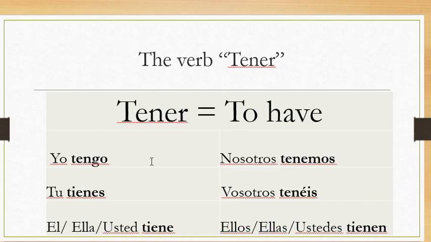I have is yo tengo. You have is tú tienes. Él, ella, usted, he, she, or you formal has is tiene. We have, nosotros tenemos. All of you have, vosotros tenéis. And then they or all of you have is ellos, ellas, ustedes tienen. So this is how you conjugate.